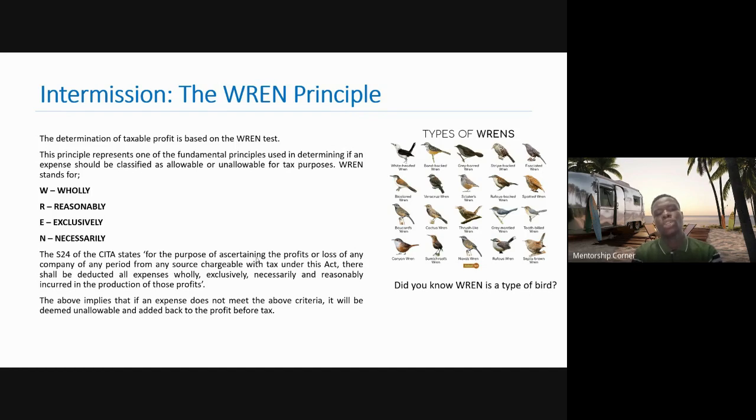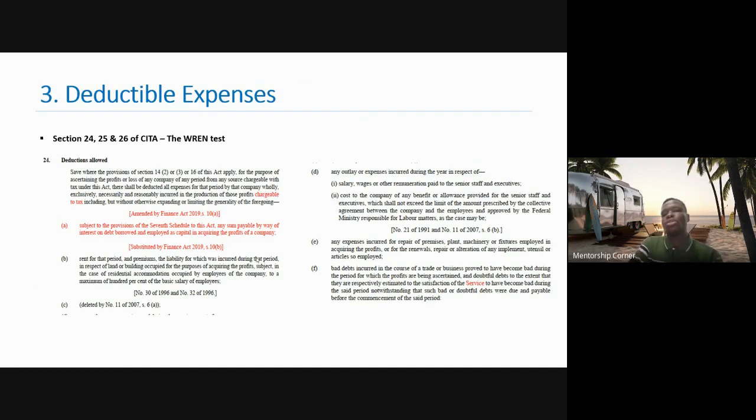So subsequently, section 24 of CETA, for the purpose of ascertaining the profit or loss of any company of any period from any source. Section 24 talks about what are the items that are allowable. We also call them deductible expenses for company income tax purpose. And the above implies that if an expense does not meet the above criteria, it will be deemed unallowable and added back to the profit before tax. So that takes us to the next section, deductible expenses.